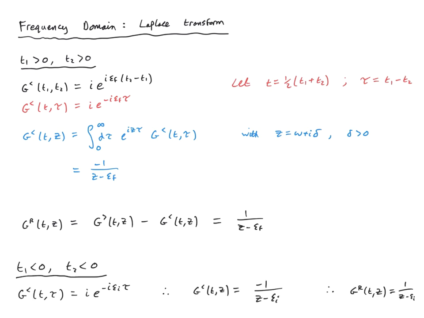In an exactly analogous fashion, if t1 is less than 0 and t2 is less than 0, then we have an equilibrium Green's function for the initial Hamiltonian. G lesser of t and tau takes this form. Performing the Laplace transformation to the complex variable z from tau, we obtain g lesser of t and z. And then finally, just as before, we can obtain the retarded Green's function. This again takes exactly the form we expected, with 1 over z minus epsilon_i now, with epsilon_i being the level energy for the initial Hamiltonian.